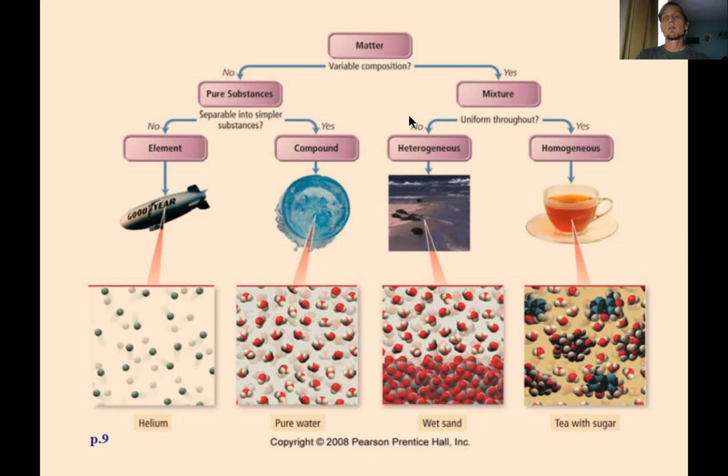So that matter can be variable. Variable means it changes, it's different, okay? Now, not all of matter is variable. That is, not all matter has different things in it. So ask yourself a question. Is the composition of this matter variable? Does it have different things in it? If the answer is no, then it's a pure substance.